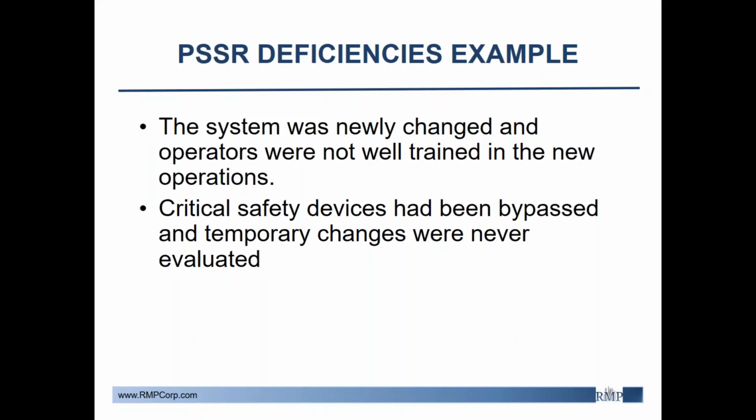The equipment was not tested and calibrated before the unit was restarted. It was also mentioned that operators were not well trained in the new operations and they bypassed critical safety devices, and temporary changes were never evaluated. So it's important to remember that even if you're doing something that you would think is increasing the safety of the plant and the operation, you have to make sure that you're verifying that you've done everything correctly, right?